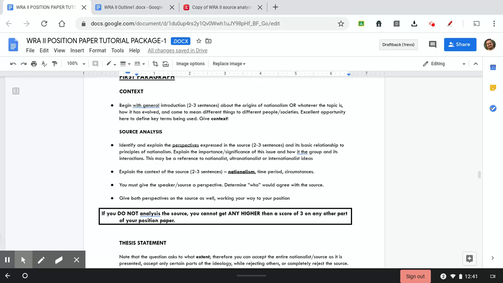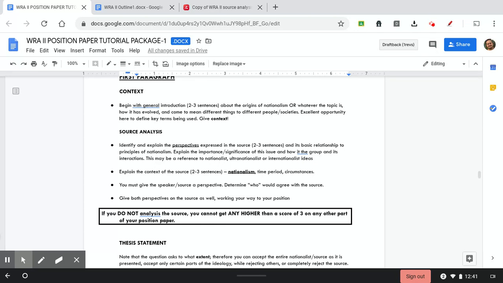Next up, explain the context of the source. 2 to 3 sentences. What is the time period? What are the circumstances surrounding the author of this source? If it was written in 1914, that's a different time period and set of circumstances than if it was written in 1997.